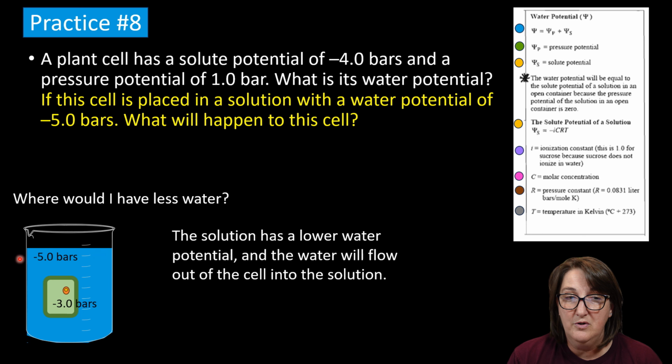All right, so wherever I have more solute means I have less water. So the solution has a lower water potential, and the water is going to flow out of the cell into the solution. I have more solute, so I have less water. I have less solute, I have more water. So it's going to flow out of the cell. My cell is going to start to plasmolyze, and the cell membrane is going to start to pull in on itself as the water leaves.